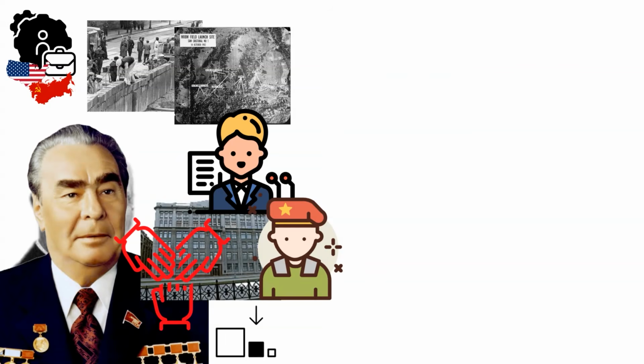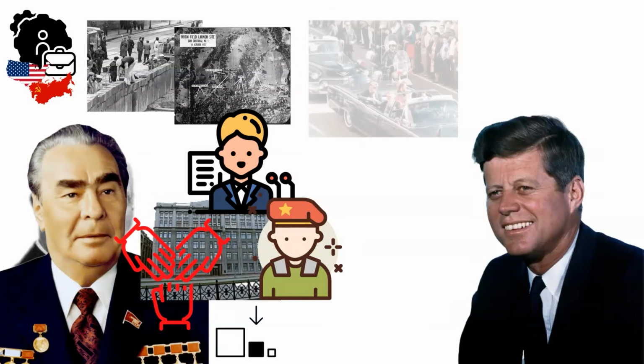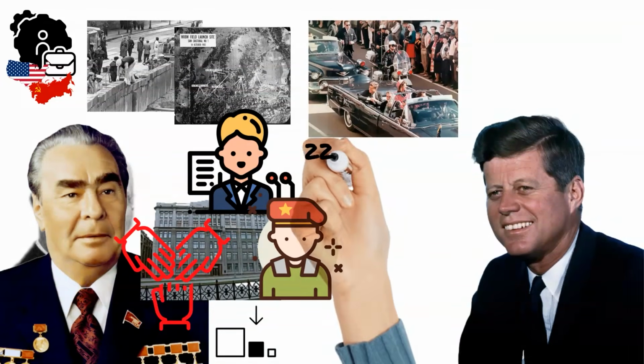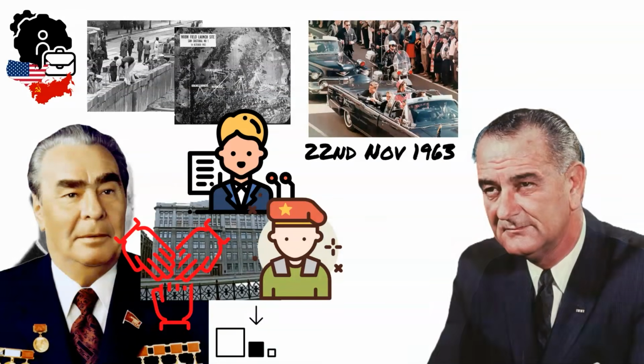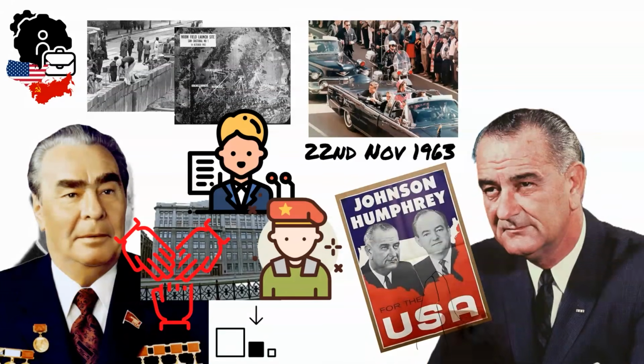Over in the USA, President Kennedy was assassinated while in office on the 22nd of November 1963, and so was succeeded by the Vice President Lyndon B. Johnson. In 1964, Johnson ran for president in his own right, and he won the election by a landslide.